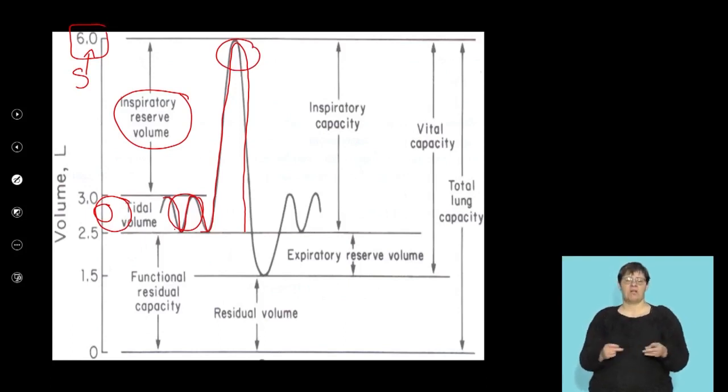Remember I said to you, if I take a breath out, maybe your teacher made you do it in class. If you've got a tank of water, you take a deep breath and blow through a tube, and you see how the water rises. Most people can breathe out approximately 2.5 to 3 liters.